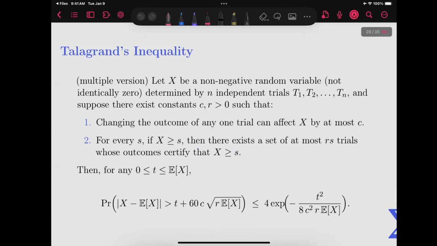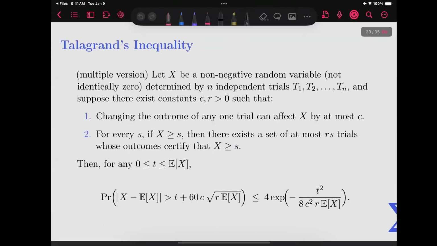So Talagrand's inequality states that if X is a non-negative random variable, determined by independent trials T1 to Tn, then there exists a constant C in R such that changing the outcome of one trial can affect X by at most C, which I just explained for McDiarmid. That is the same thing as here.